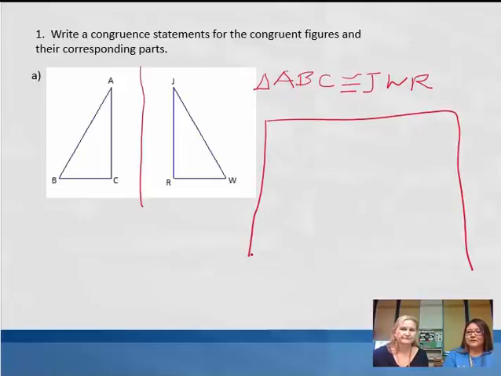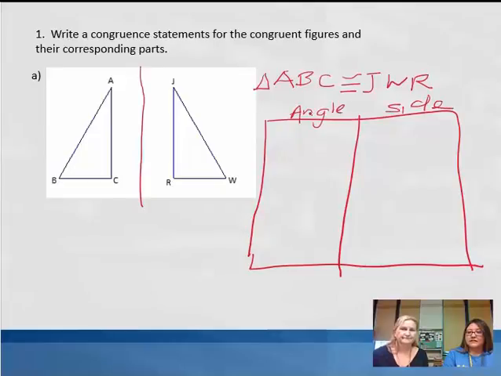The way I'm going to set this up is with a table. On this side we'll have our angles, and then our sides. For our angles, angle A is congruent to angle J. Angle B is congruent to angle W, and angle C is congruent to angle R.